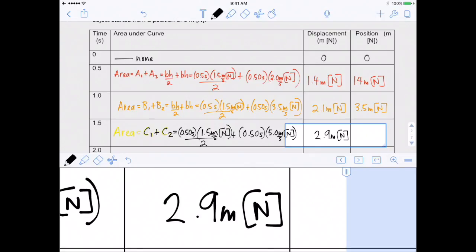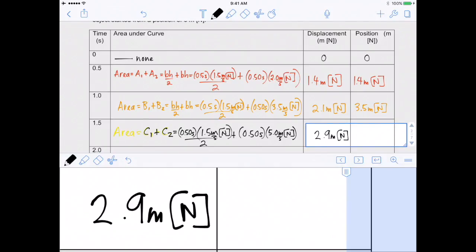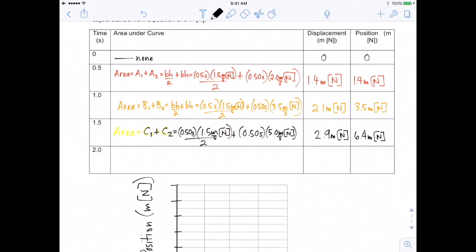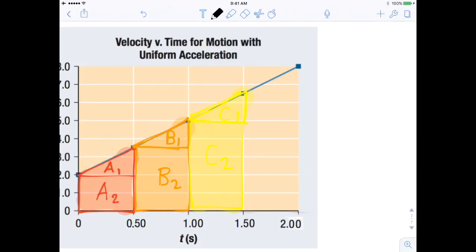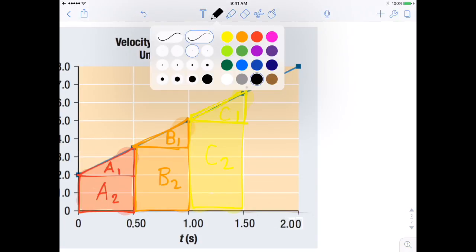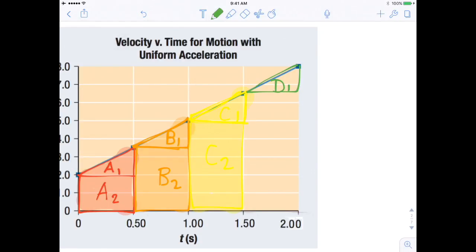So if we were at a position of 3.5 meters north and traveled an additional 2.9 meters north, our final position after this interval of time is 6.4 meters north from our start. We have a final interval from which to determine the displacement. I'm going to label it D1 and D2.